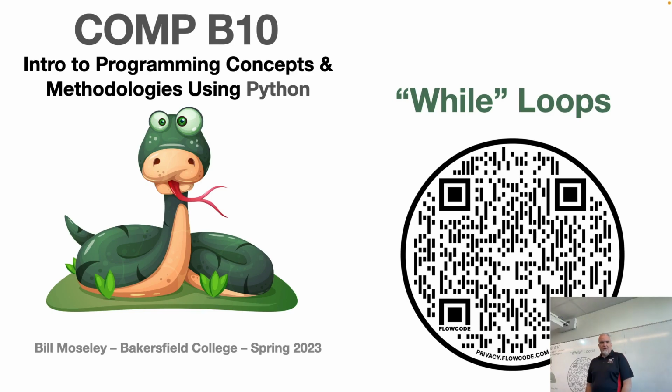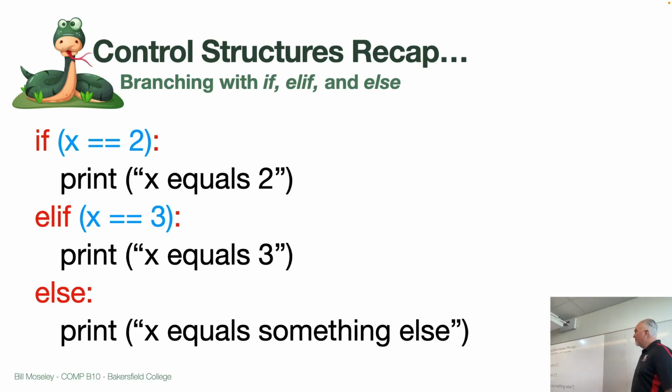All right, let's get started with some while loops. This is the first of two types of loops that we're going to cover in this module, module 5 of the class. And it builds upon some of the things that we learned last module with if-then branching or if-else branching. Let's review that real quick.